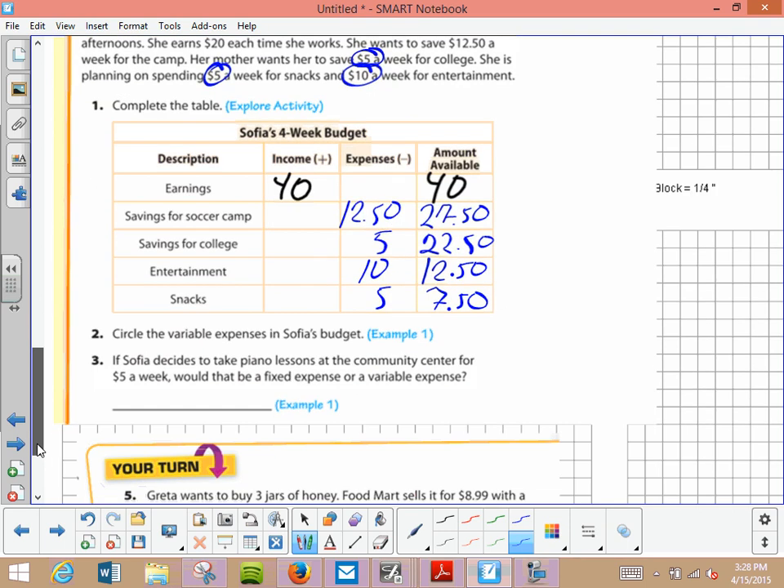Circle the variable expenses in Sophia's. The ice cream man. Sorry. Welcome to Oak Cliff.